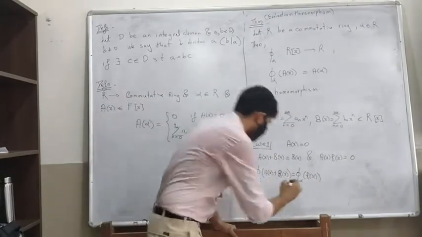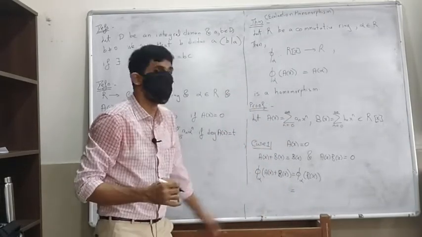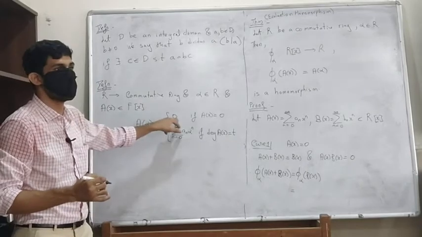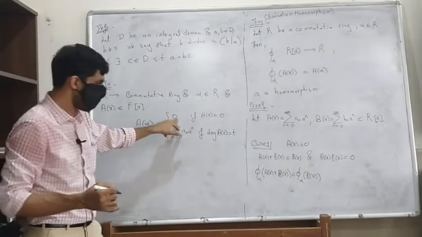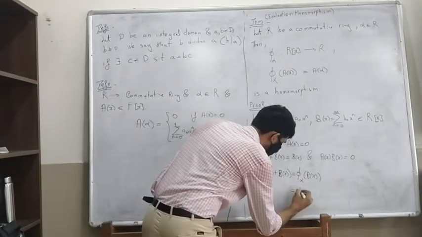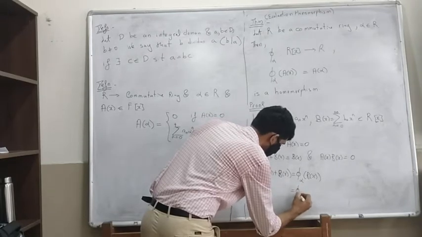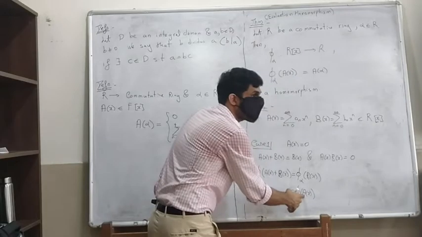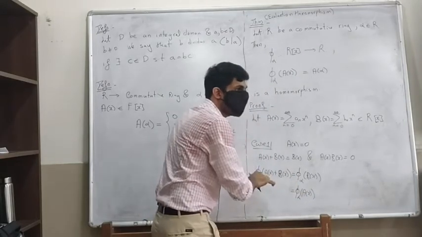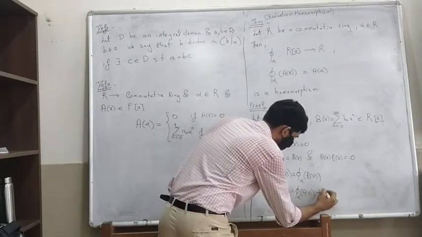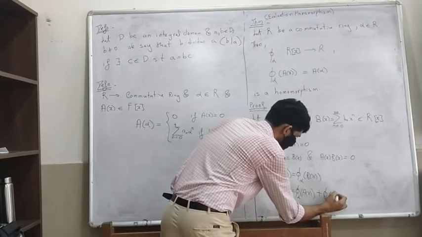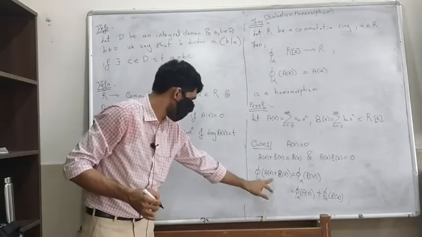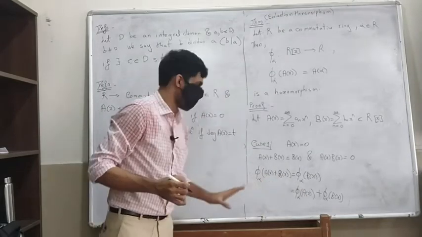But what is phi alpha of A of x? It is going to be 0, right? So this is also going to be phi alpha of A of x, because phi alpha of A of x is A of alpha, which is 0, plus phi alpha of B of x. So there is nothing to prove when one of them is 0; this will automatically hold.